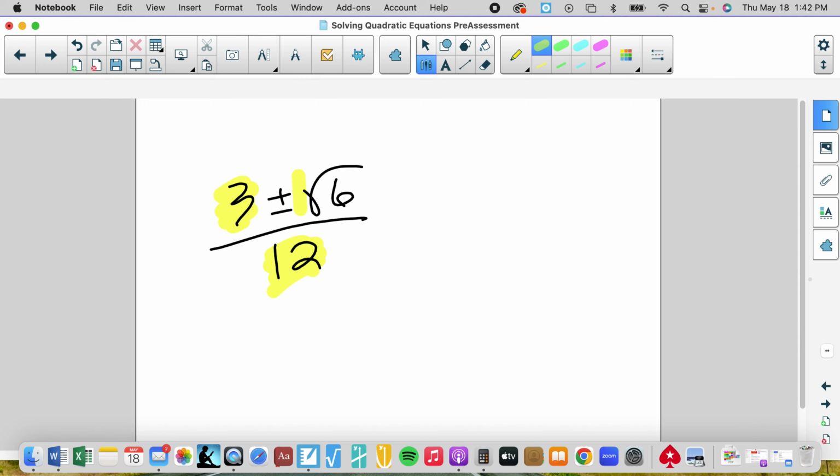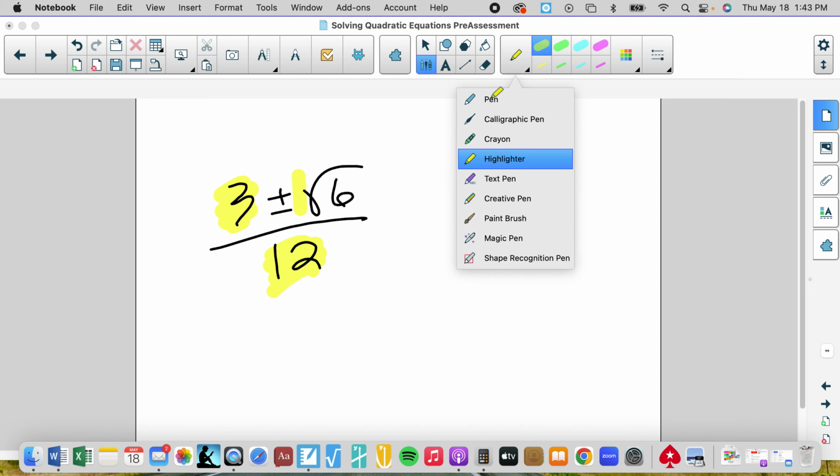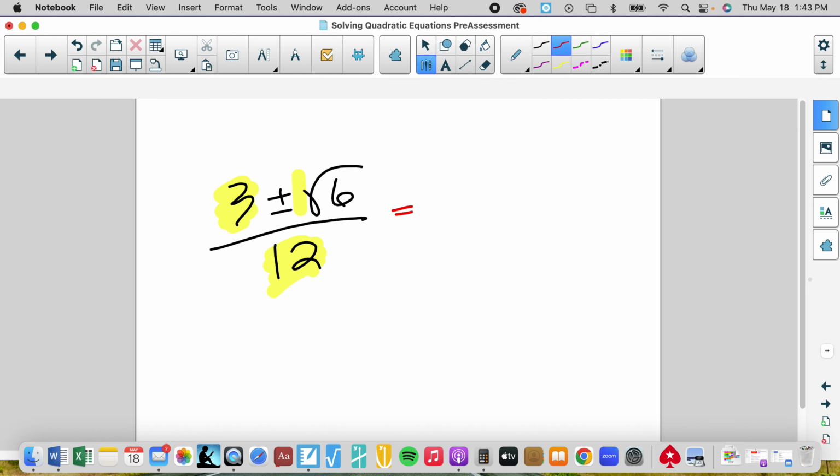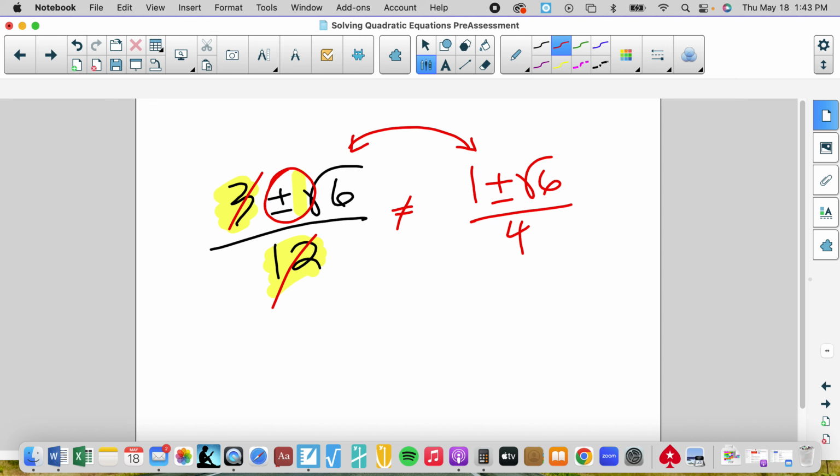This is a big, big trick problem. Most high school students would get this problem wrong. Most high school students would write this as their answer. This does not equal 1 plus or minus rad 6 over 4. You cannot cancel the 3 and the 12 because there is a 1 here that we need to address. So these do not equal each other. No. That cannot be simplified.